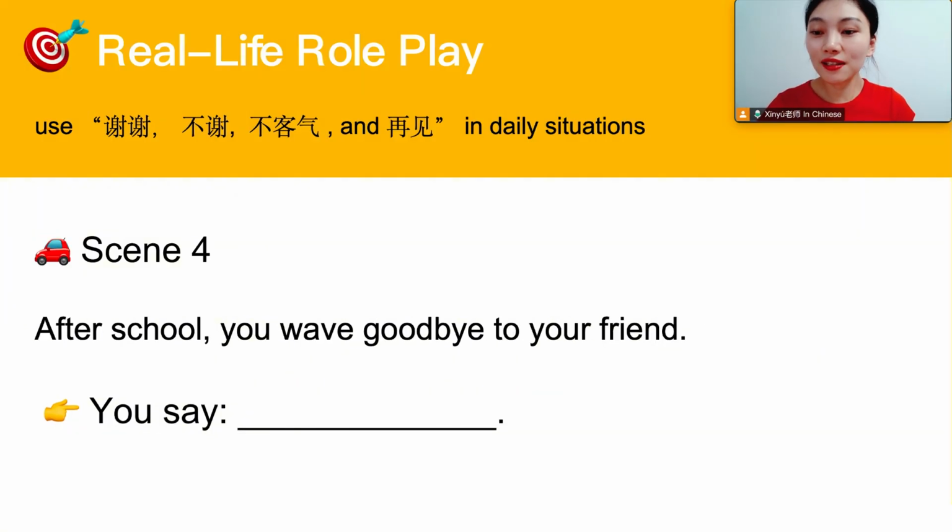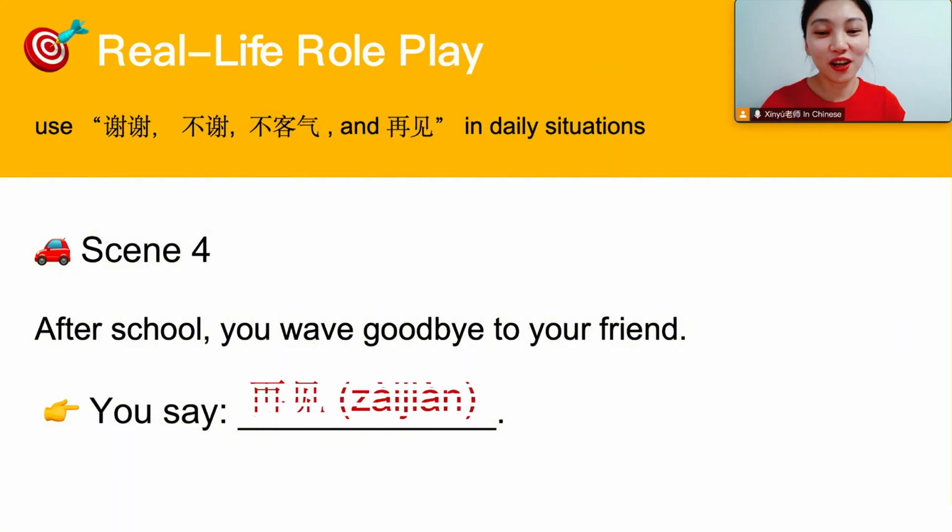And in the end, scene 4, after school, you wave goodbye to your friend. What will you say? Great. We will say 再见, goodbye.